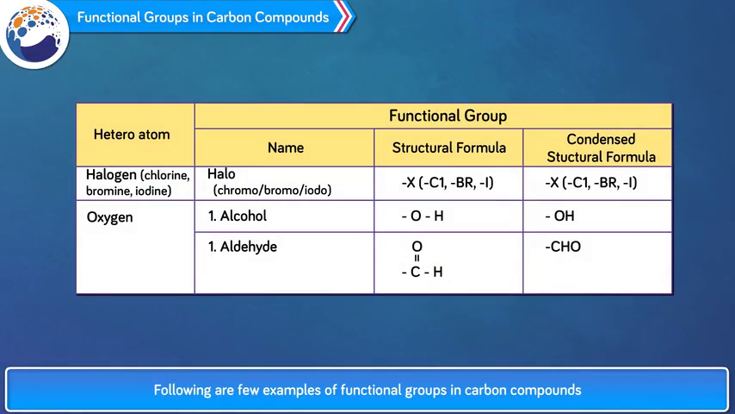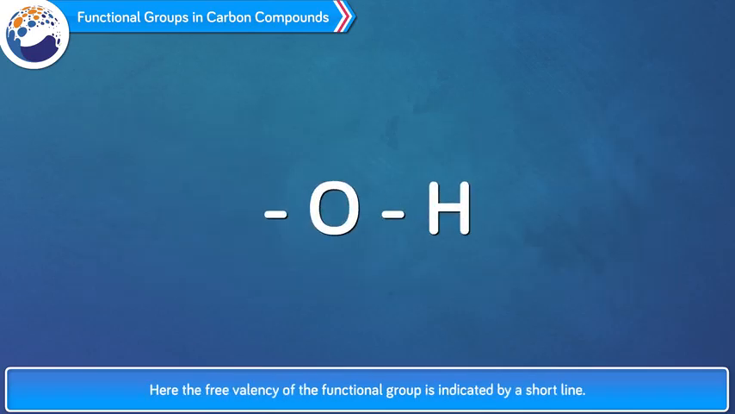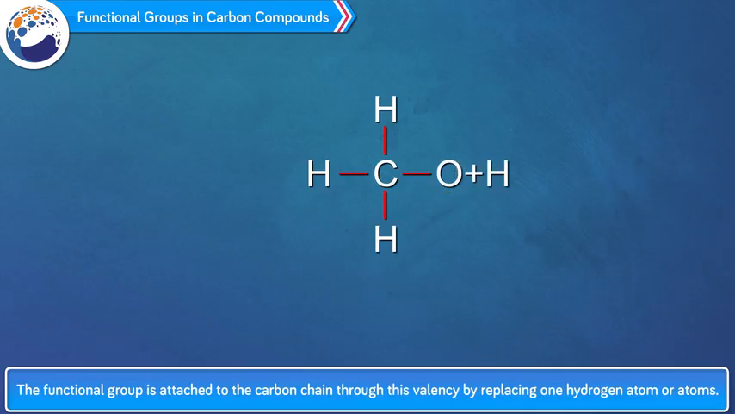Following are a few examples of functional groups in carbon compounds. Refer to the image: some functional groups in carbon compounds. Here, the free valency of the functional group is indicated by a short line. The functional group is attached to the carbon chain through this valency by replacing one hydrogen atom or atoms.